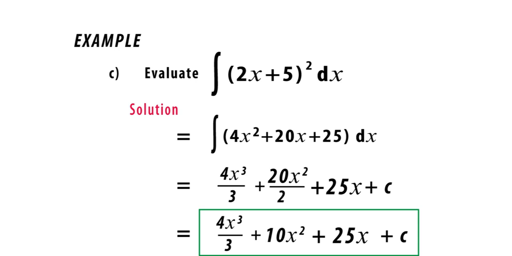Then we integrate. We are integrating them term by term. So that will give us 4x cubed divided by 3 plus 20x squared divided by 2 plus 25x plus c. Simplify that to get 4x cubed divided by 3 plus 10x squared plus 25x plus c. Good.